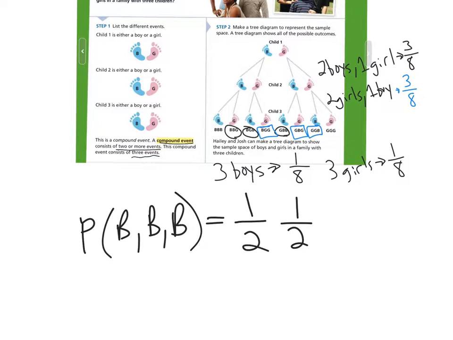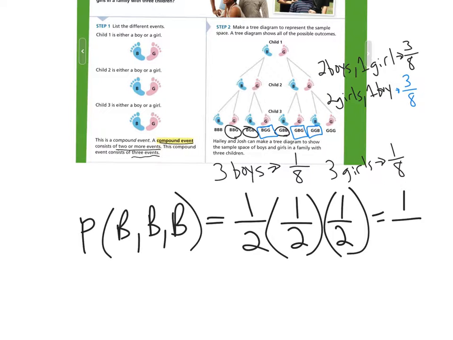1/2. Next one, what's the chance of it being a boy? 1/2. And actually, if you just multiply those probabilities together, that will give you the probability of all 3 boys. 1 times 1 times 1 is 1. 2 times 2 times 2 is 8. And we got the same answer we did with that tree diagram. So again, just a preview of what we'll be talking about, one of the things we'll be learning more about later.